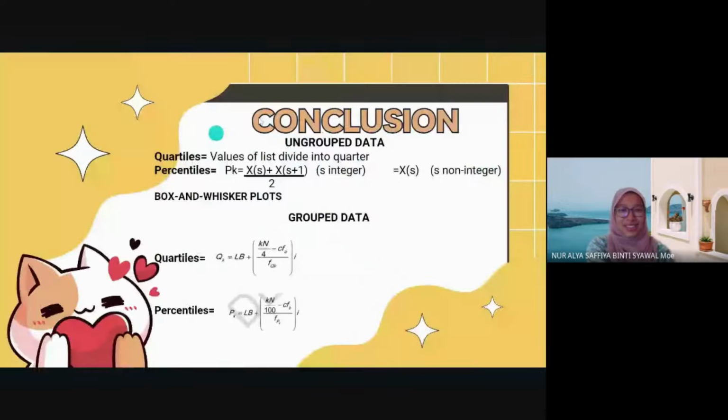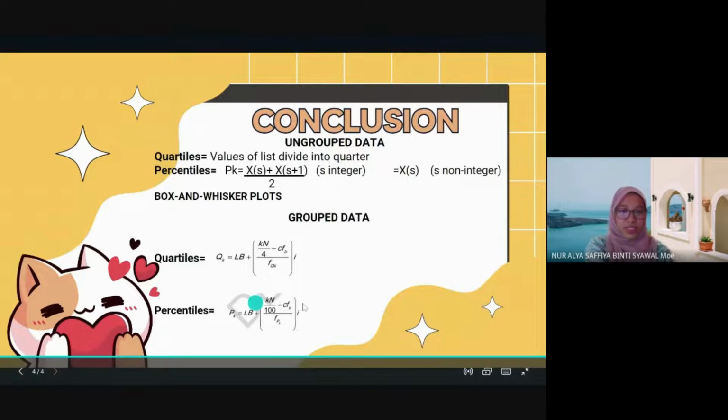Next, the conclusion is in grouped data. The quarter is a value of the list divided into quarters. For the percentile, we use this formula if the s is an integer, and we use this formula if the s is non-integer. And the box and whisker plot. For the grouped data, quarter, we use this formula, and percentile, we use this formula. That's all for me.